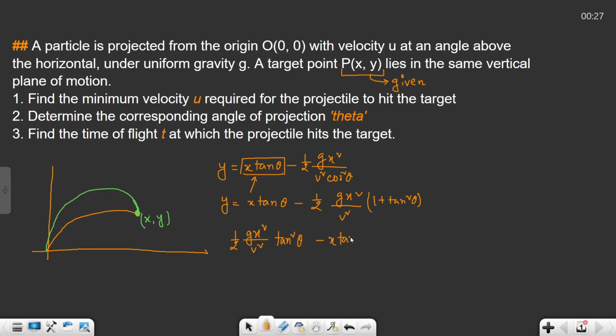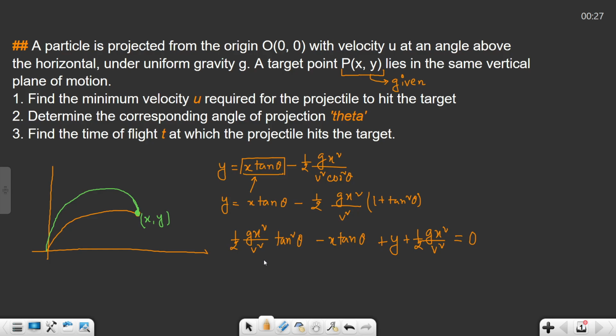minus x tan theta plus y plus half gx squared divided by v squared, okay, is equal to 0. So this is a very neat quadratic equation of tan theta.